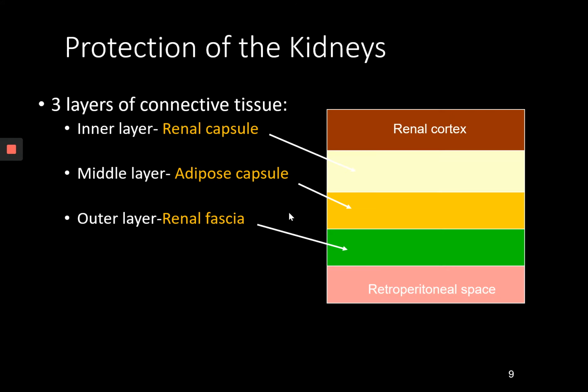So here we can see the protection for the kidneys. This is on the outside of the kidneys. Again, we're looking at external anatomy, and this is a simplification. We're looking at three layers of connective tissue found outside the kidneys. The layer closest to the renal cortex is the renal capsule, which is then covered by a fatty layer called the adipose capsule, which is then covered by the renal fascia, which is fibrous connective tissue that helps hold these kidneys in the retroperitoneal space.